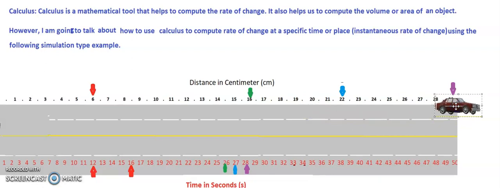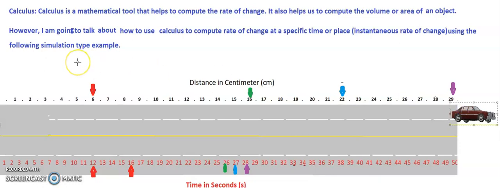I may not make accurate movement, but the idea is again the car moves the same speed from 0 to 6 centimeter and stops for 4 seconds. Then it's gonna move again with the same speed all the way to 16. Then it's gonna speed up, and in 1 second it's gonna get at 22, and again it's gonna speed up, and in another 1 second it's gonna get at 29, I mean centimeter.